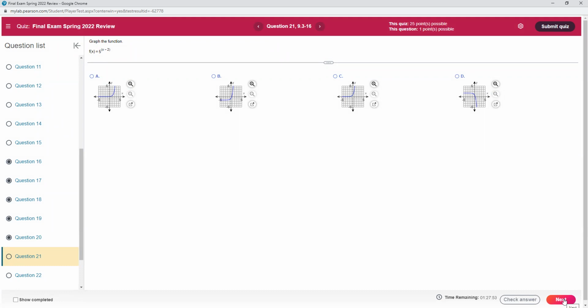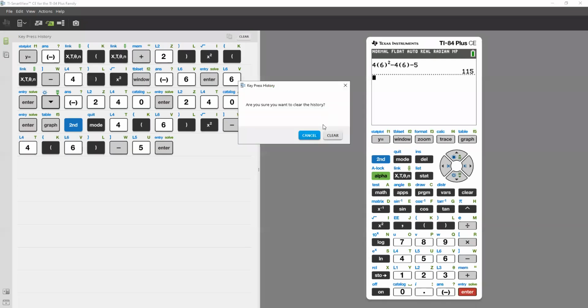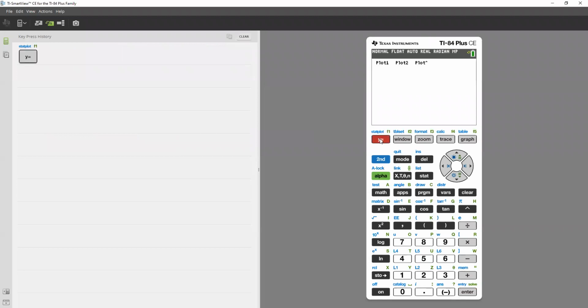All right, so let me write this down. f of x equals 5 to the x minus 2. I'll probably just go graph this on my calculator. So I'm going to share our calculator with us. Go to y equals and clear out the old one. Now remember, when I graph this, I'm going to set my window back.